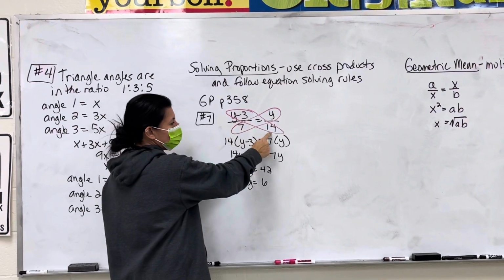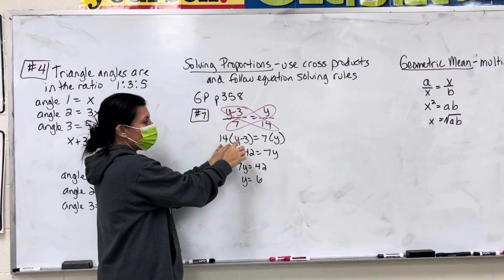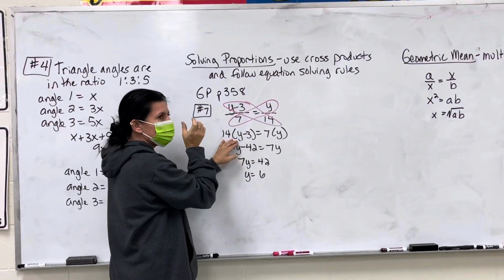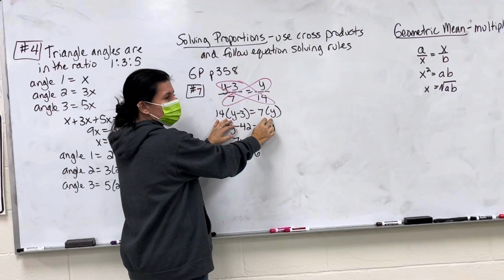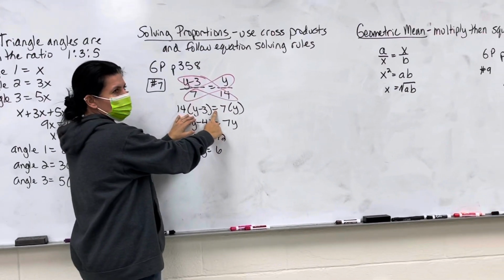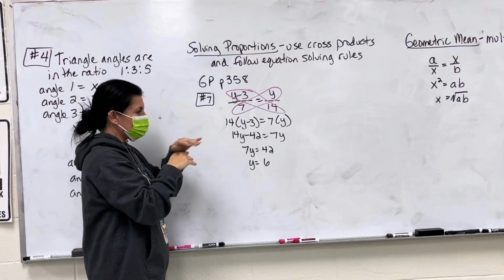Y minus 3 times 14, that's here. Y minus 3 goes in the parentheses because it's times 14. 14 times everything in those parentheses. The other cross product is 7 times y. And notice I put an equal sign between it. So one cross product equals the other cross product.